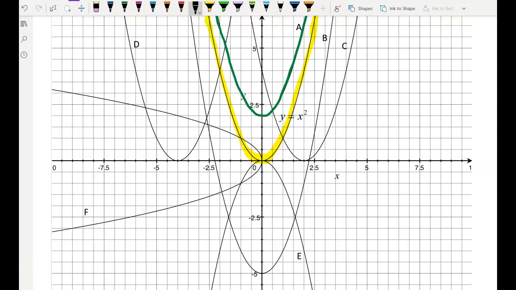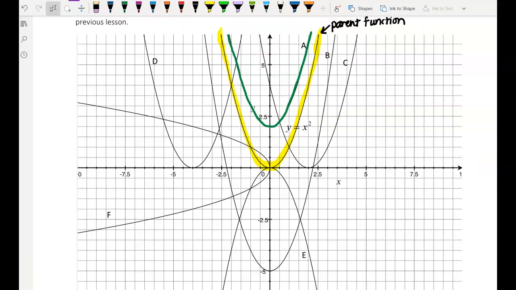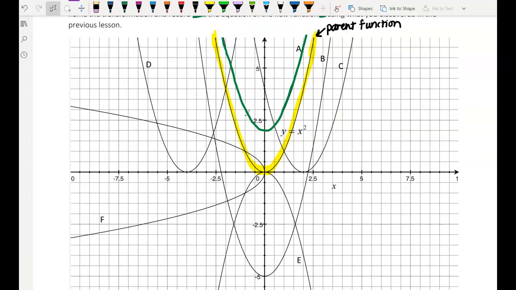Graph B, and I got to shrink my screen down a little here to get all of B in the same screen. It's the largest one here. I'm going to use my purple to highlight graph B.